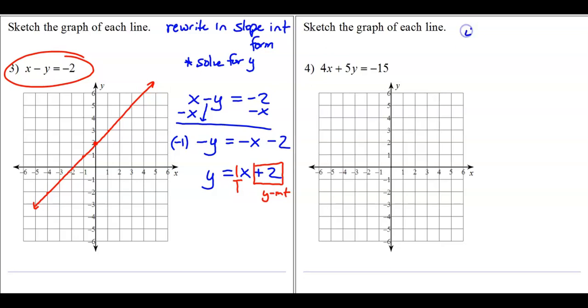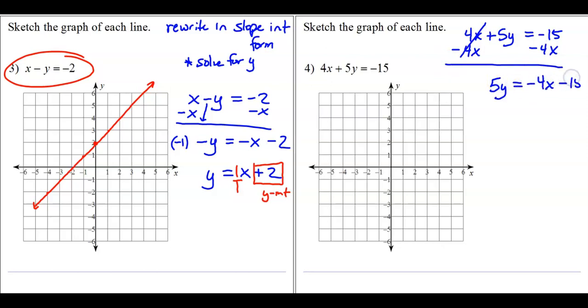I'm going to start off with 4x plus 5y equals -15. First thing I want to do is move the x term to the other side, because again, my goal is getting y all alone. And I have 5y equals, put my x term in front, put my constant in the back. Now I need to divide everybody by 5. So y equals -4/5 x minus 3.